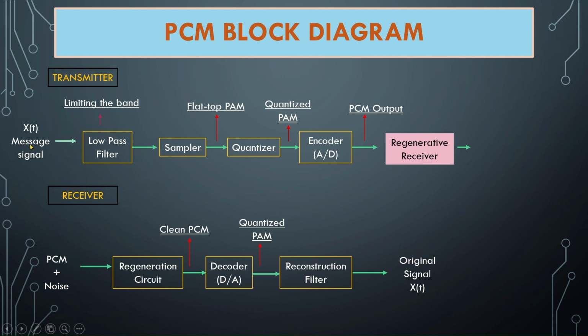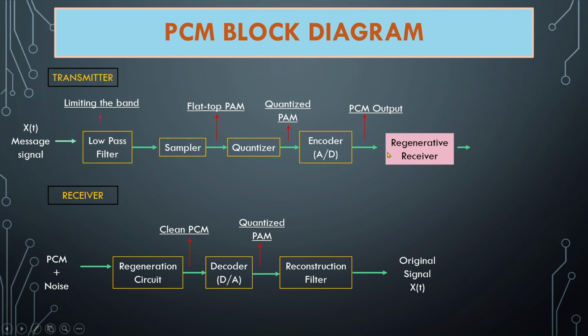At first, the message signal x(t) is passed through a low-pass filter to discontinue the high-frequency signals by limiting the bands. Now the signal is passed through a sampler to sample the signal, and we will get a flat top pulse amplitude modulation analog signal. Now this PAM analog signal will be passed through the quantization process, and we will get the quantized pulse amplitude modulation analog signal. Now to convert this analog signal into digital signal, we will use an encoder which generates a binary code for every sample. Now we will get the pulse code modulation signal, which is a digital signal or a binary coded signal.